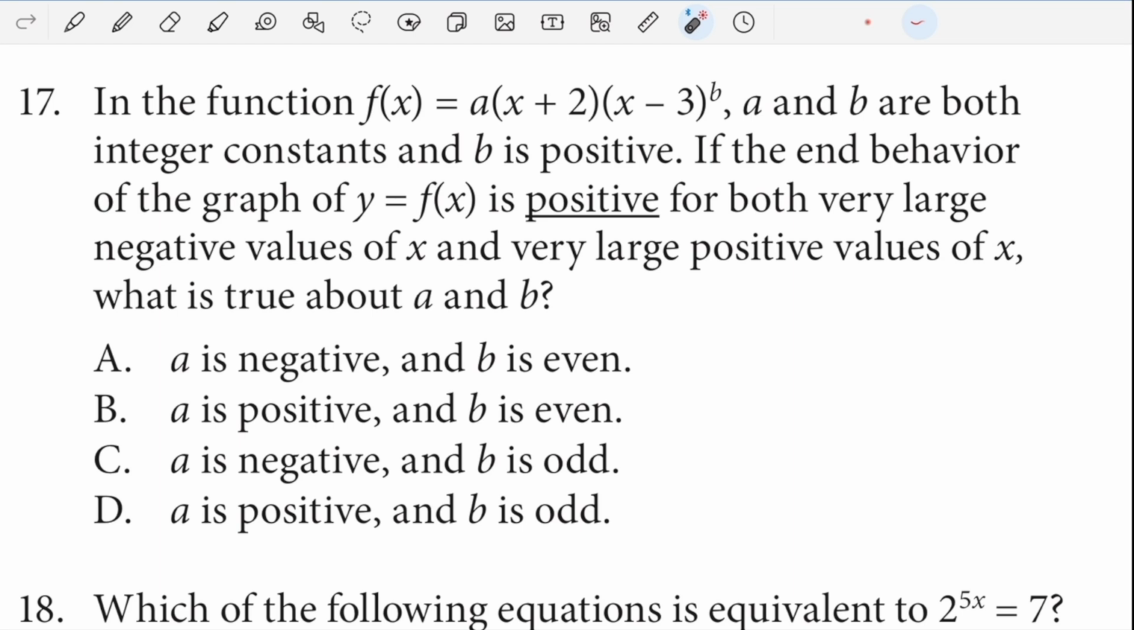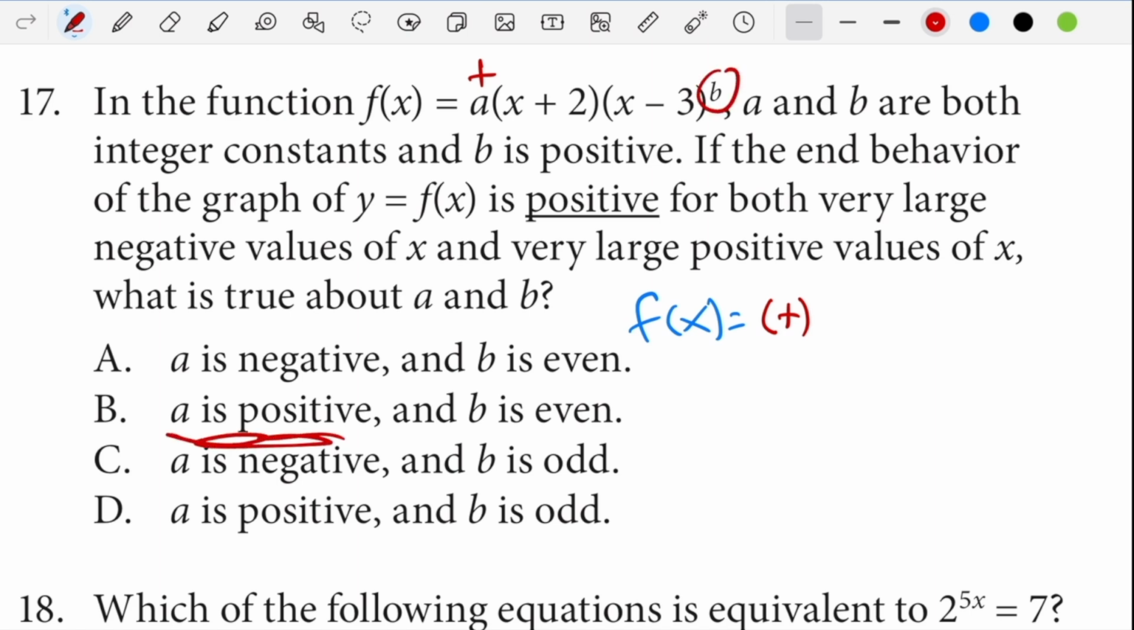So let me explain. Let's say that I have f of x, and we have to use trial and error in this case. Let's use signs right now, because that's going to make it easier. Let's pretend that A is positive, and let's say that B is even. So this is positive, and let's pretend that's a 2.